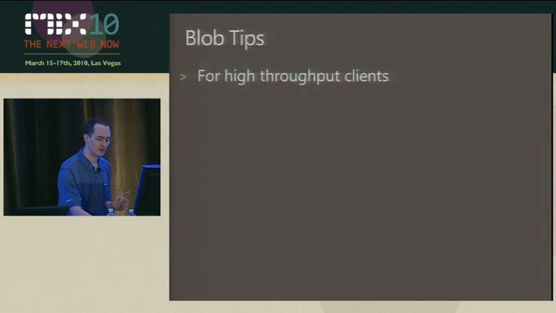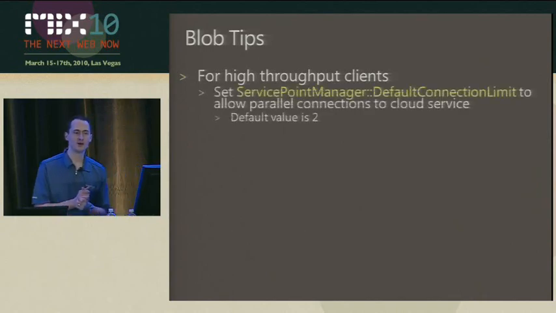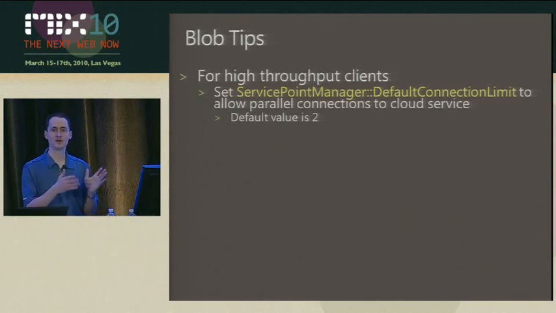Now, a few tips in terms of using the storage client library. One question we often get is, well, how can I get more throughput for my client? Well, one thing to note is that when you actually set up your client, make sure you set the default connection limit to something greater than 2. The default value with .NET is 2. If you want to get more parallel throughput, you need to set this to probably something times the number of cores you're using, times 12, 16, it depends upon your application.